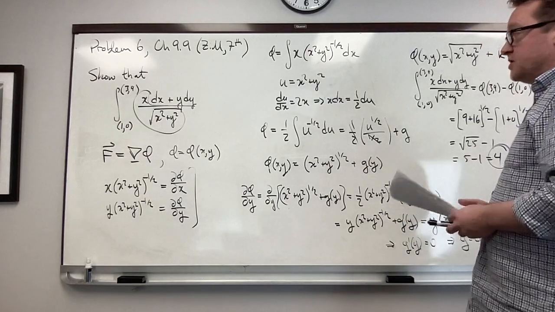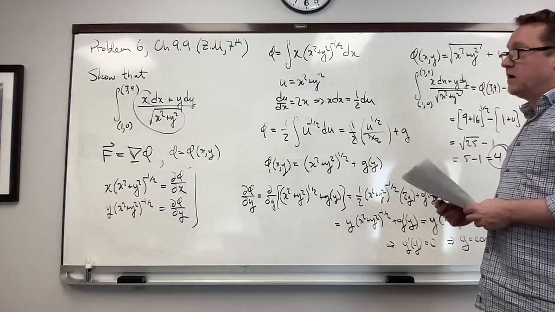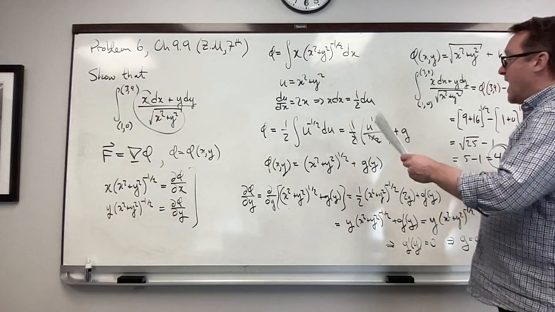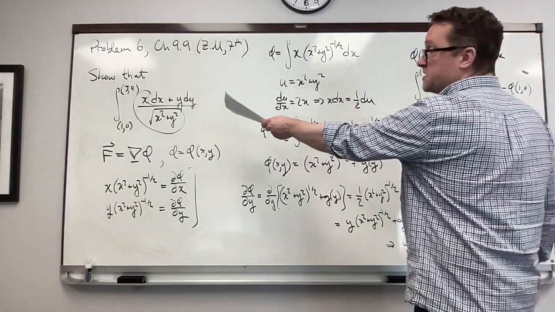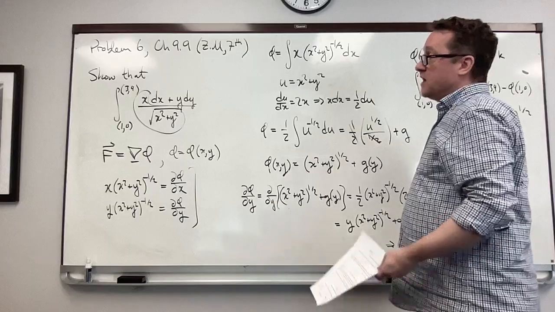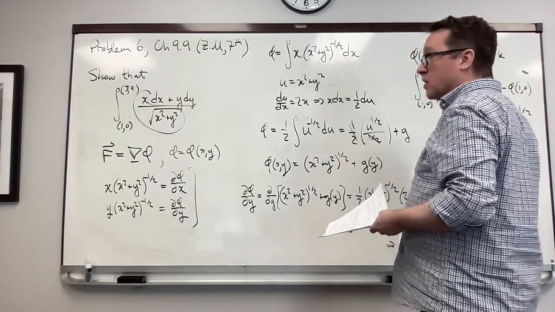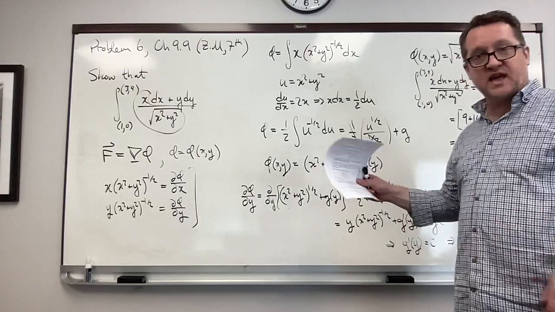Okay, so now we've done the second part of the problem. The last part of the problem said, finally, show that you get the same answer if you integrate this contour integral on any path from (3, 4) to (1, 0) that doesn't go through the origin. That was a statement in the original problem.